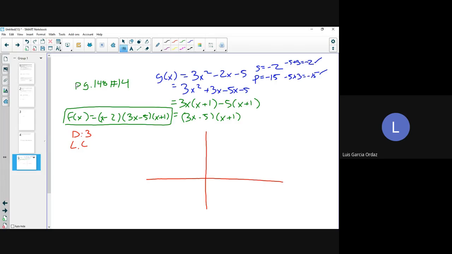Is our leading coefficient going to be positive or negative? Positive. What quadrants is it going to go from and to? 3 to 1. What are our roots? 2. Mm-hmm. 5 over 3. Yep. And negative 1.